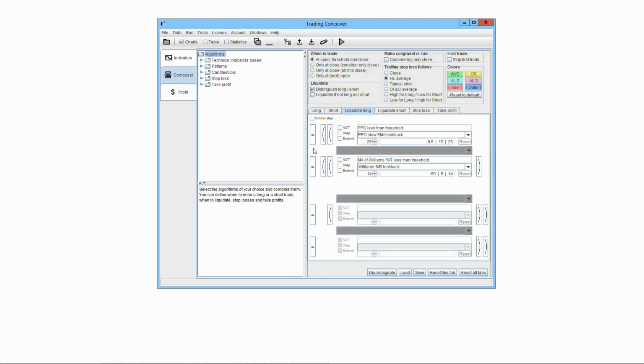If you are considering multiple algorithms giving trading signals and you want to trade when just one of those signals is triggered, use the OR operator. This way you might open or close a position as soon as possible, without waiting for confirmation by other signals.